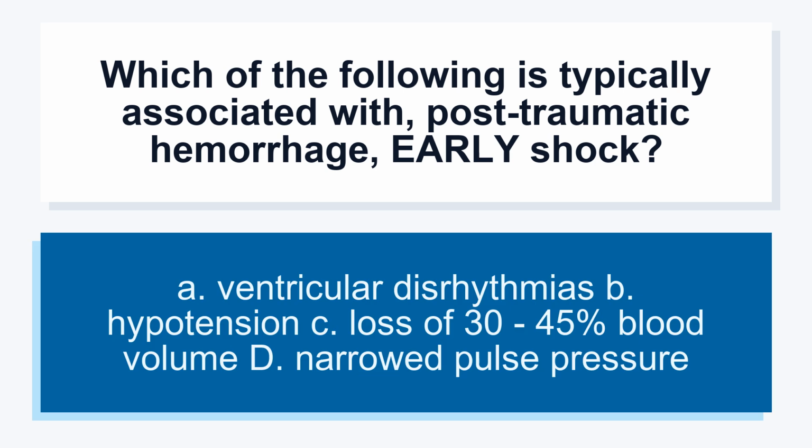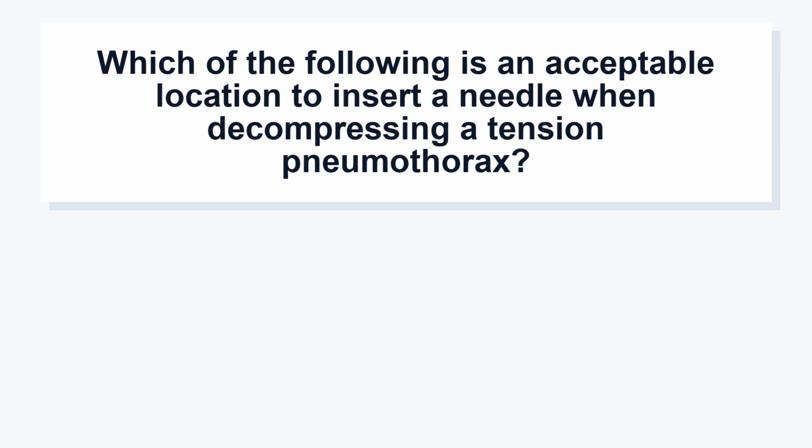A. Ventricular dysrhythmias. B. Hypotension. C. Loss of 30 to 45% blood volume. D. Narrowed pulse pressure. Which of the following is an acceptable location to insert a needle when decompressing a tension pneumothorax?